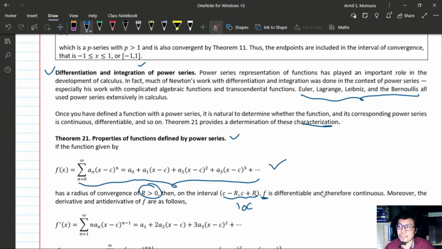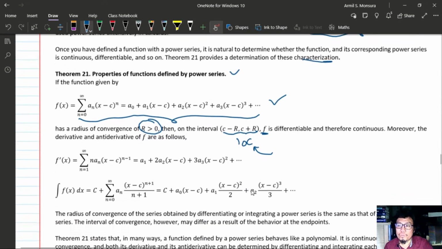f is differentiable and therefore continuous. So you can say that a power series is continuous within its interval of convergence. Where your power series is convergent, that is where it is continuous and that is where it is differentiable. Now this is its derivative.